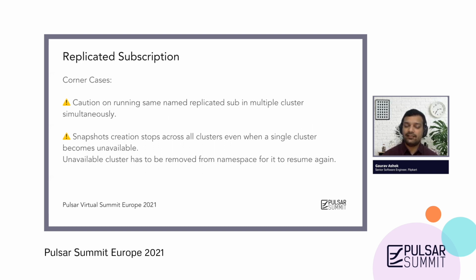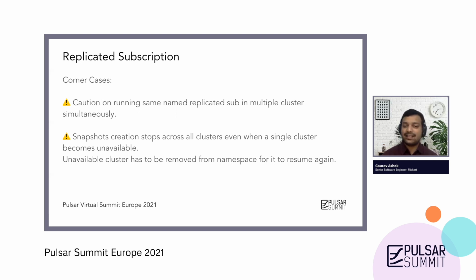There are some gotchas that we actually encountered. You should be cautious about running replicated subscriptions with the same name in multiple clusters simultaneously, because both of the subscriptions will be doing the same thing, translating their offsets for the other remote cluster. So basically, they'll be stepping on each other's toes. And if you happen to restart one subscription, then you'll see undefined behavior. You will not be sure whether the offset was my previous offset or the offset from the remote cluster.